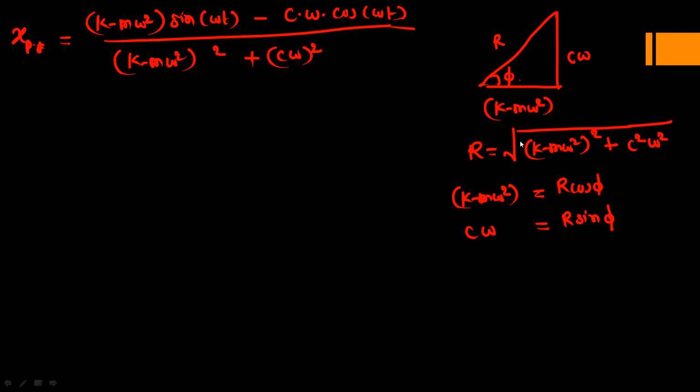So you can observe here from this right angle triangle, you can write these equations. R is equal to square root of (k minus m omega squared) whole squared plus c squared omega squared. Then the adjacent side, k minus m omega squared, we can write as r cos phi, and the opposite side is c omega, this is r sin phi. Now put these values in this equation of x particular integral. So we can simplify this equation.